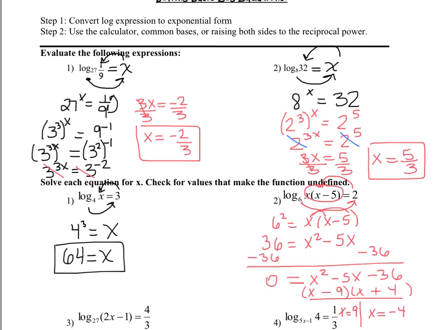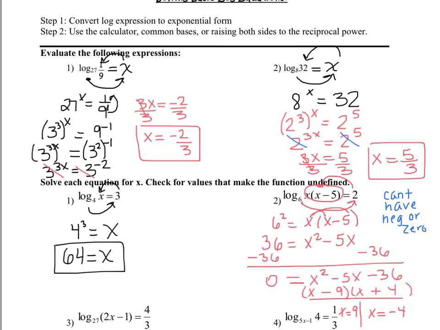Now, here is the big part of this. You have to check the values that make the function undefined. And I don't know if you remember, but we talked that a function is undefined when this piece in here comes out to 0 or comes out negative. So what you want to do is plug these two numbers separately back into here and see if you get a negative number or if you get a 0. So let's write this down. Can't have negatives or 0.